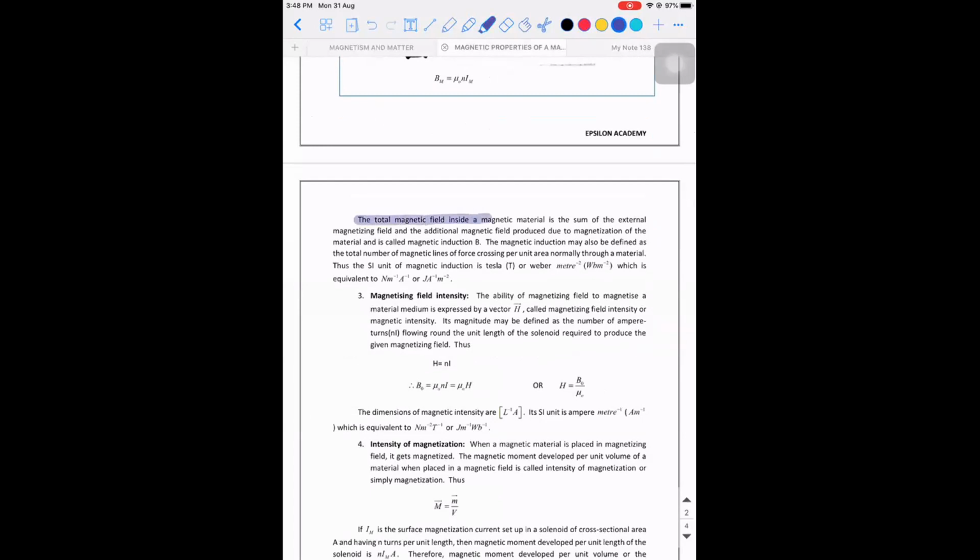The total magnetic field inside a magnetic material is the sum of whom? The sum of the external magnetizing field and the additional magnetic field that is produced due to the magnetization of the material. And that term is what is called magnetic induction. Is it clear till this step? Am I clear about this? Is there any doubt? Yes, sir. Okay, then I'll proceed.